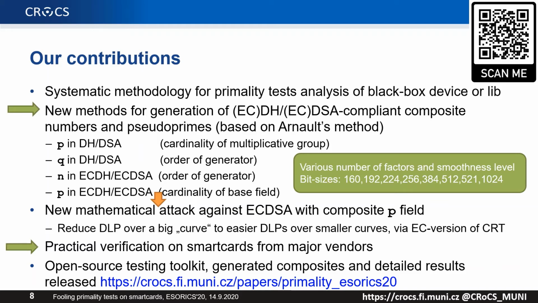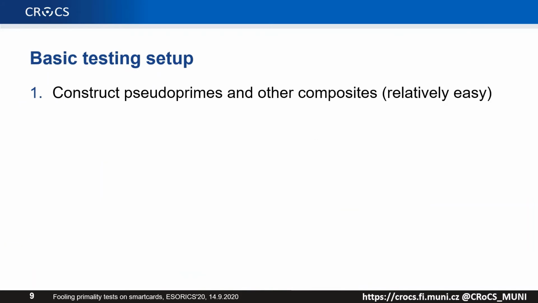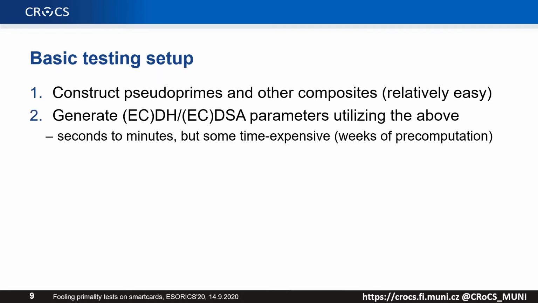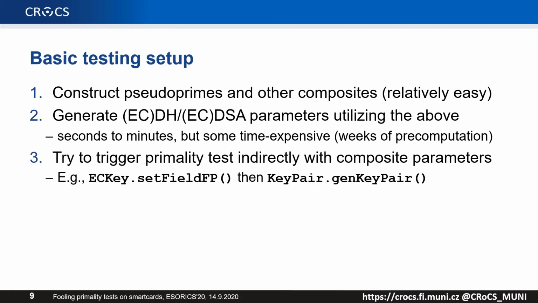So now I will mostly talk about these 2 points. How does the basic setup look? We first need to construct pseudo-primes and other composites. That's relatively easy, with well-known methods, pretty fast. Then we need to generate proper domain parameters. This really depends on which scenario we are targeting. It can take seconds to minutes, but sometimes it's quite time expensive, like weeks of pre-computation. Then we have a number which is otherwise a valid domain parameter, except it's not prime, so it's not a valid parameter, but everything else is proper.